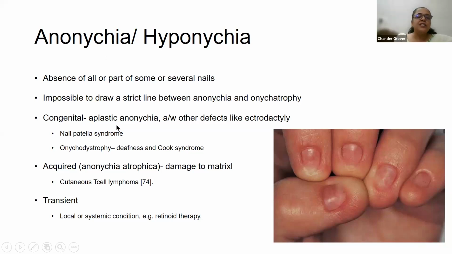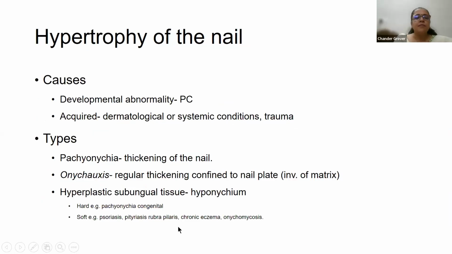Congenital is associated with aplastic anonychia, nails never formed. Acquired, it's damage to matrix, severe damage to matrix. We know one cause, lichen planus. There are other causes, including idiopathic atrophy of nails, which is considered now a variant of nail lichen planus, or cutaneous T-cell lymphoma. It can occur in a transient format also, secondary to drugs.